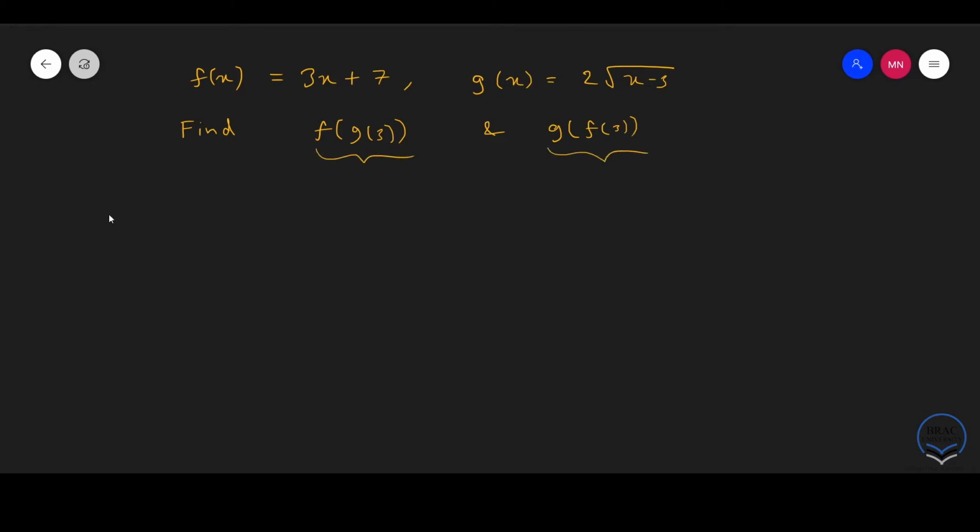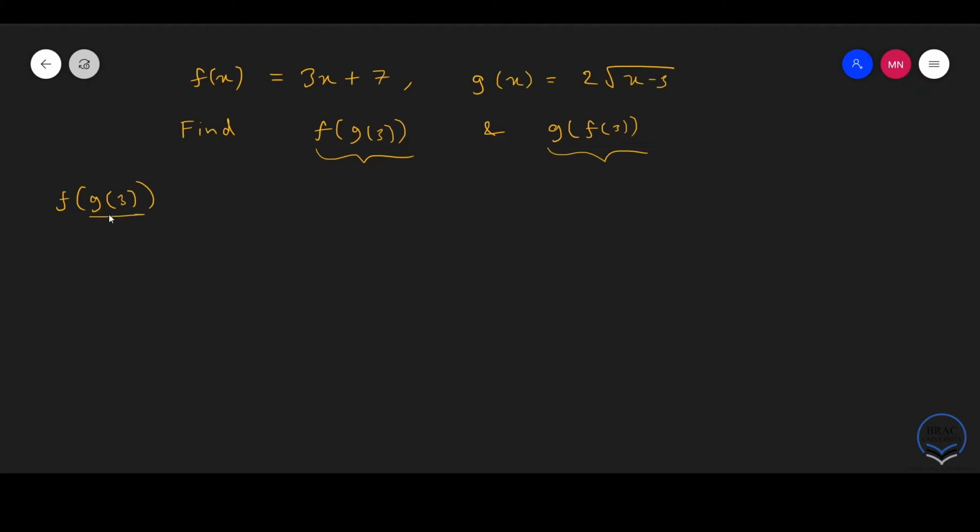So let's consider a function f of x, which is equal to 3x plus 7. And we have another function g of x, which is equal to 2 times square root of x minus 3. Right, so now we have two different functions, and I want to find f of g of 3 and g of f of 3. Right, so now I want to find these two compositions or these two new functions. So let's start off with f of g of 3 first. So we have f of g of 3.